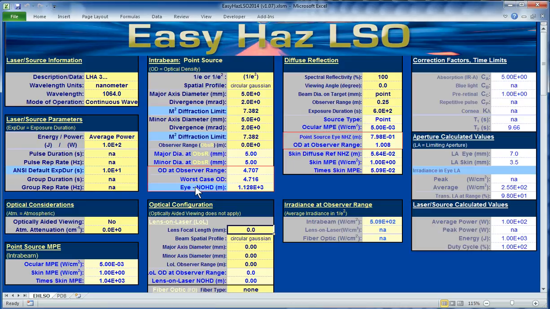Let's look at the skin NOHD. Notice that it's only 79 meters, and that's because the skin MPE is greatly increased over the ocular MPE. So we would expect the nominal skin hazard distance to be less than the nominal ocular hazard distance, and it is. Okay? So that's our third hazard analysis, and we'll leave this one alone and get ready for hazard analysis number 4.